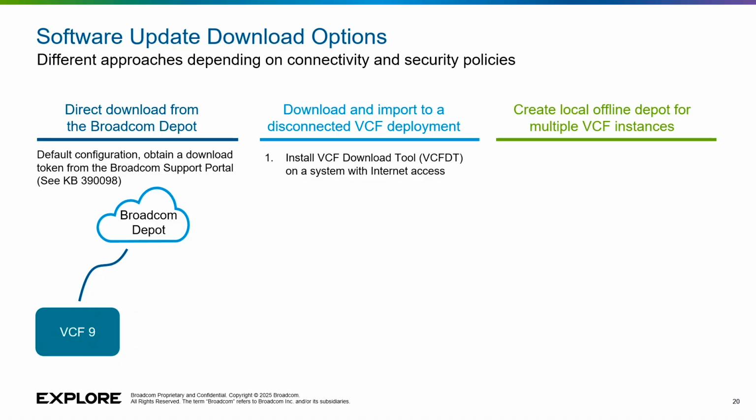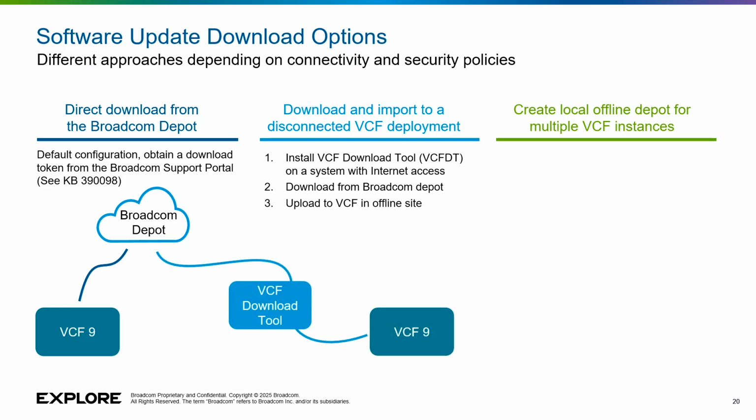If you have an offline instance, you would first deploy the VCF download tool on a server that has access to the internet and, after obtaining the token, download the binaries that you need into the depot in the VCF download tool before uploading that to the VCF 9 offline site. So with these capabilities, now you have a much more structured way of getting the binaries to an offline site, which I'm sure is common for many of you.